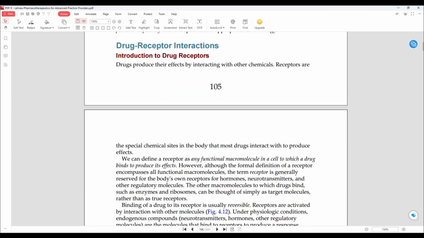So, drug receptor interactions. Introduction to drug receptors. Drugs produce their effects by interacting with other chemicals.